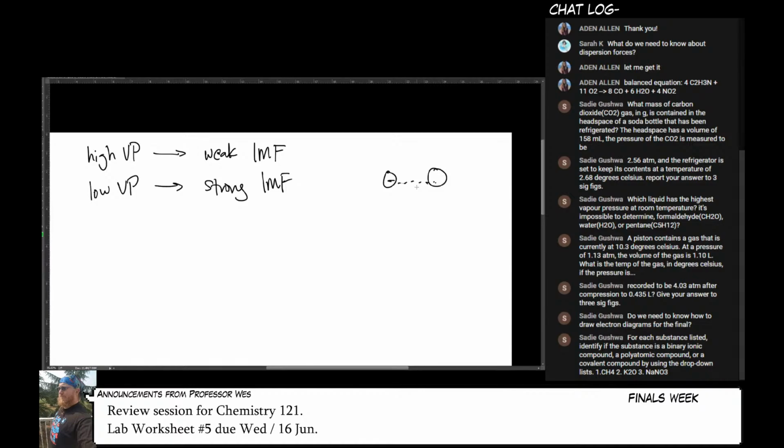And remember that vapor pressure is also linked to boiling, where if I have a low vapor pressure, I have a high boiling point. And if I have a high vapor pressure, I have a low boiling point. So you have to look at those molecules and figure out which one has the highest vapor pressure. And so you would just write them down.